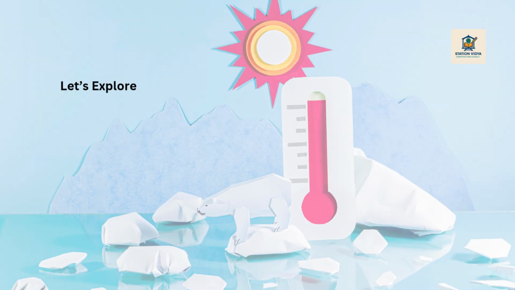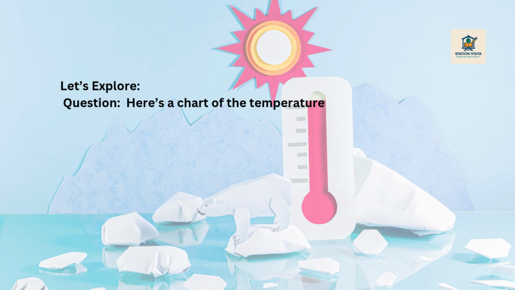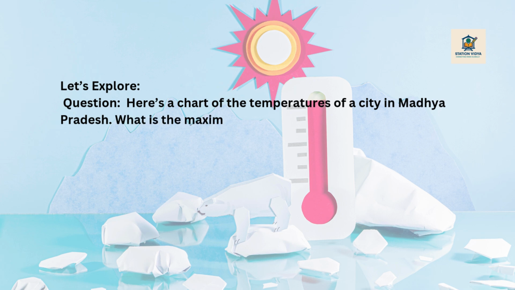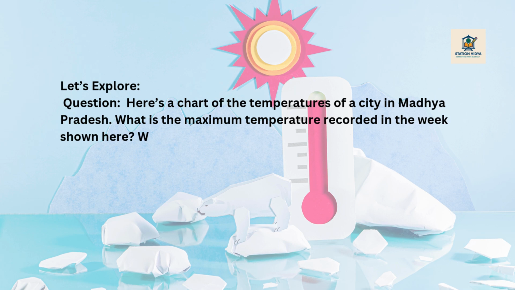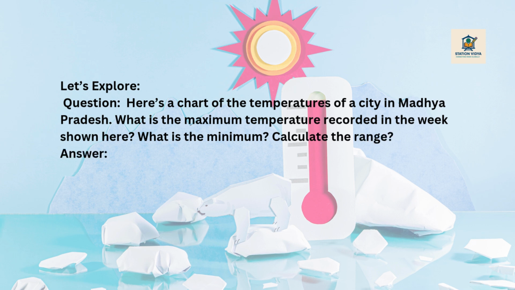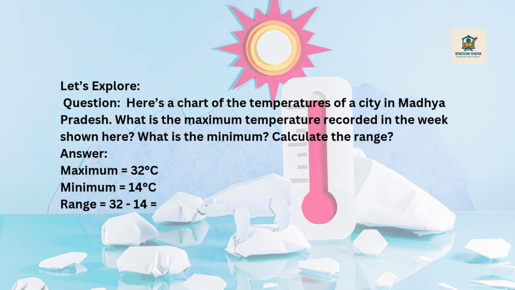Let's explore. Question. Here's a chart of the temperatures of a city in Madhya Pradesh. What is the maximum temperature recorded in the week shown here? What is the minimum? Calculate the range. Answer. Maximum equals 32 degrees Celsius. Minimum equals 14 degrees Celsius. Range equals 32 minus 14 equals 18 degrees Celsius.